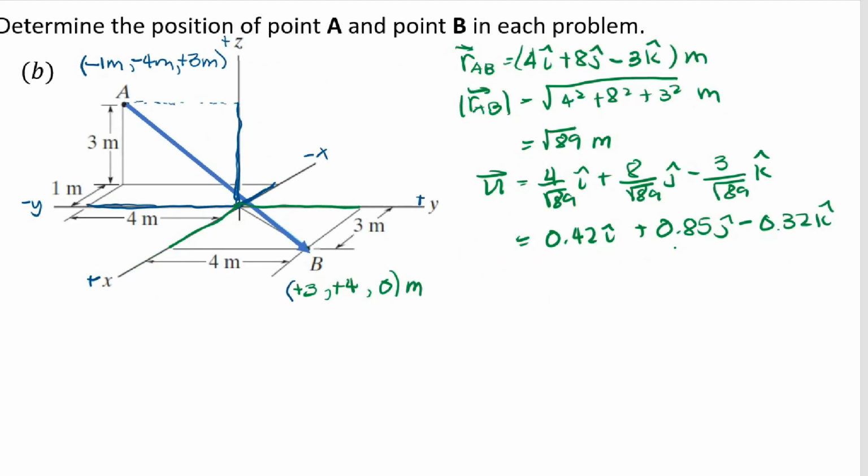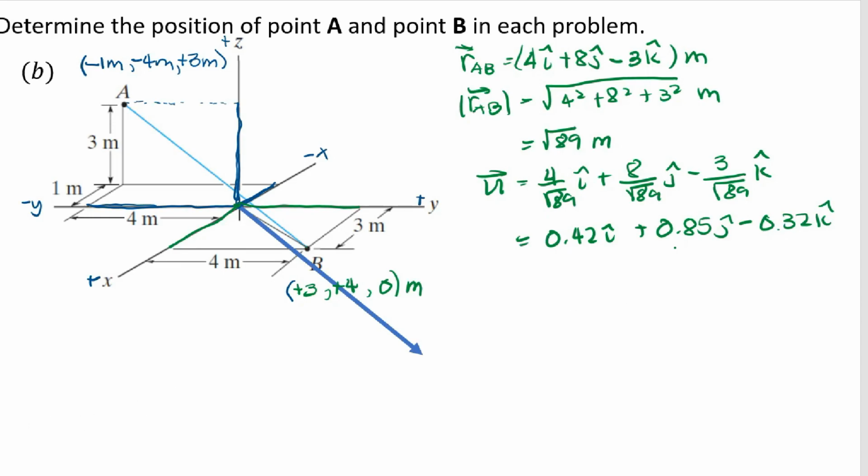Let's see if that is also true for problem B. Again, if I move our position vector so that it starts at the origin, here our position vector is positive x, positive y, and negative z. Since it's going down, which is also correct for the direction of the unit vector: positive i, positive j, and negative k.